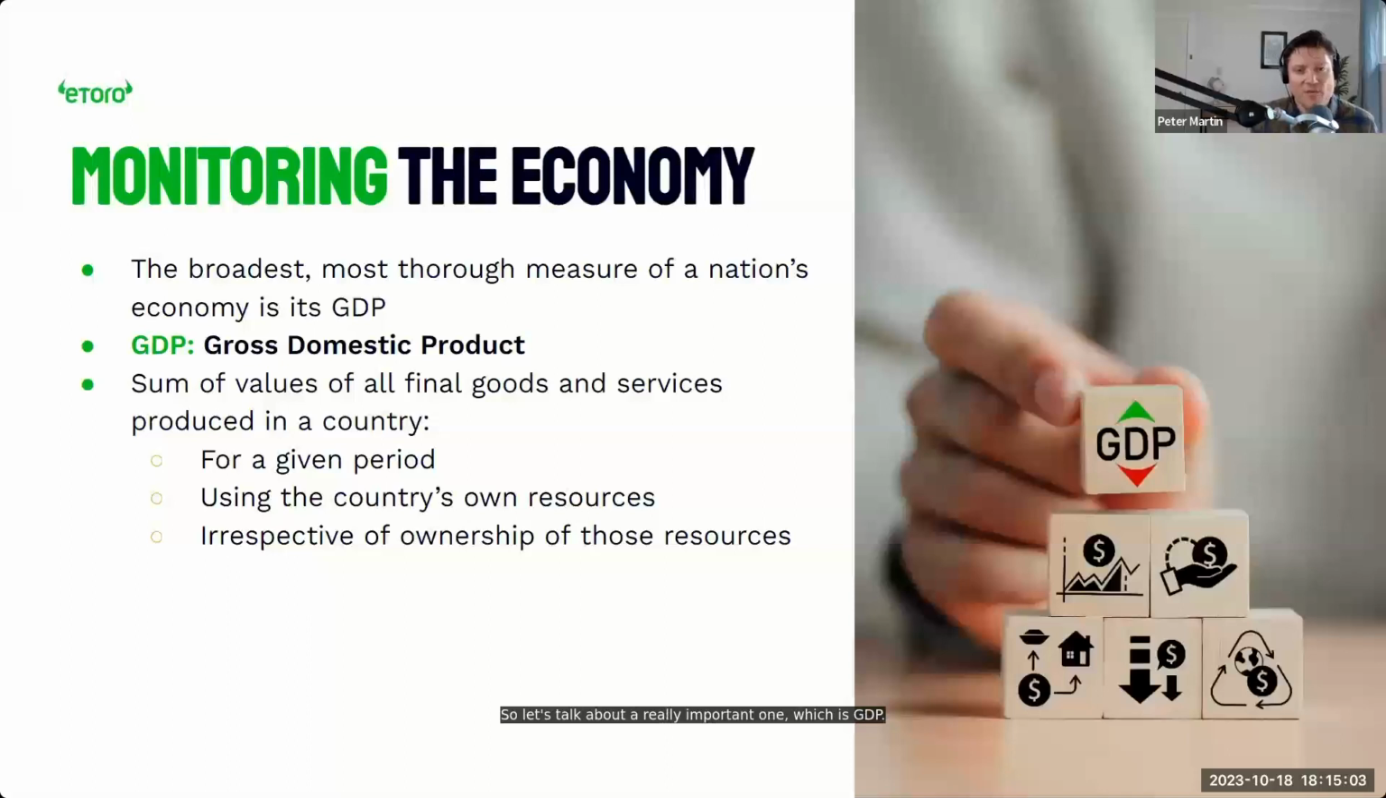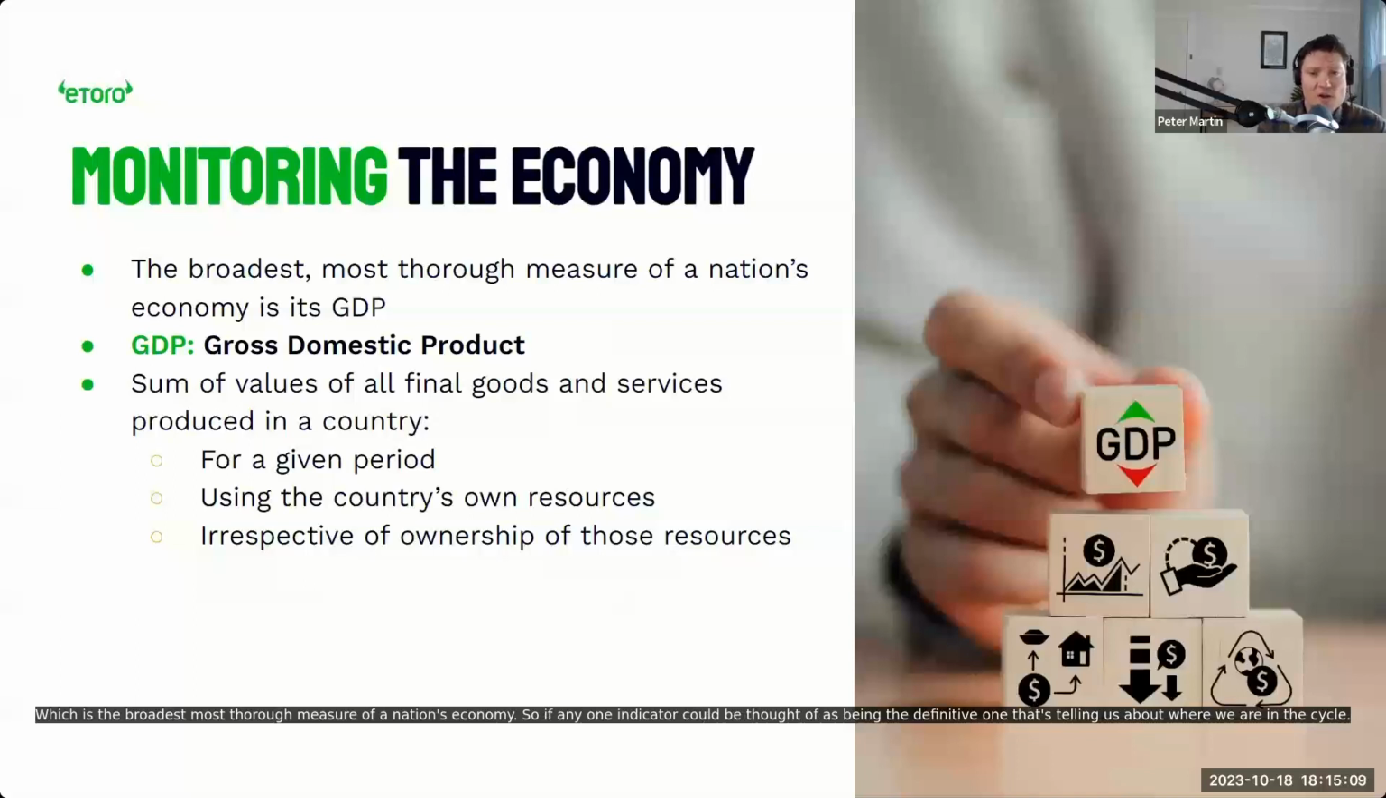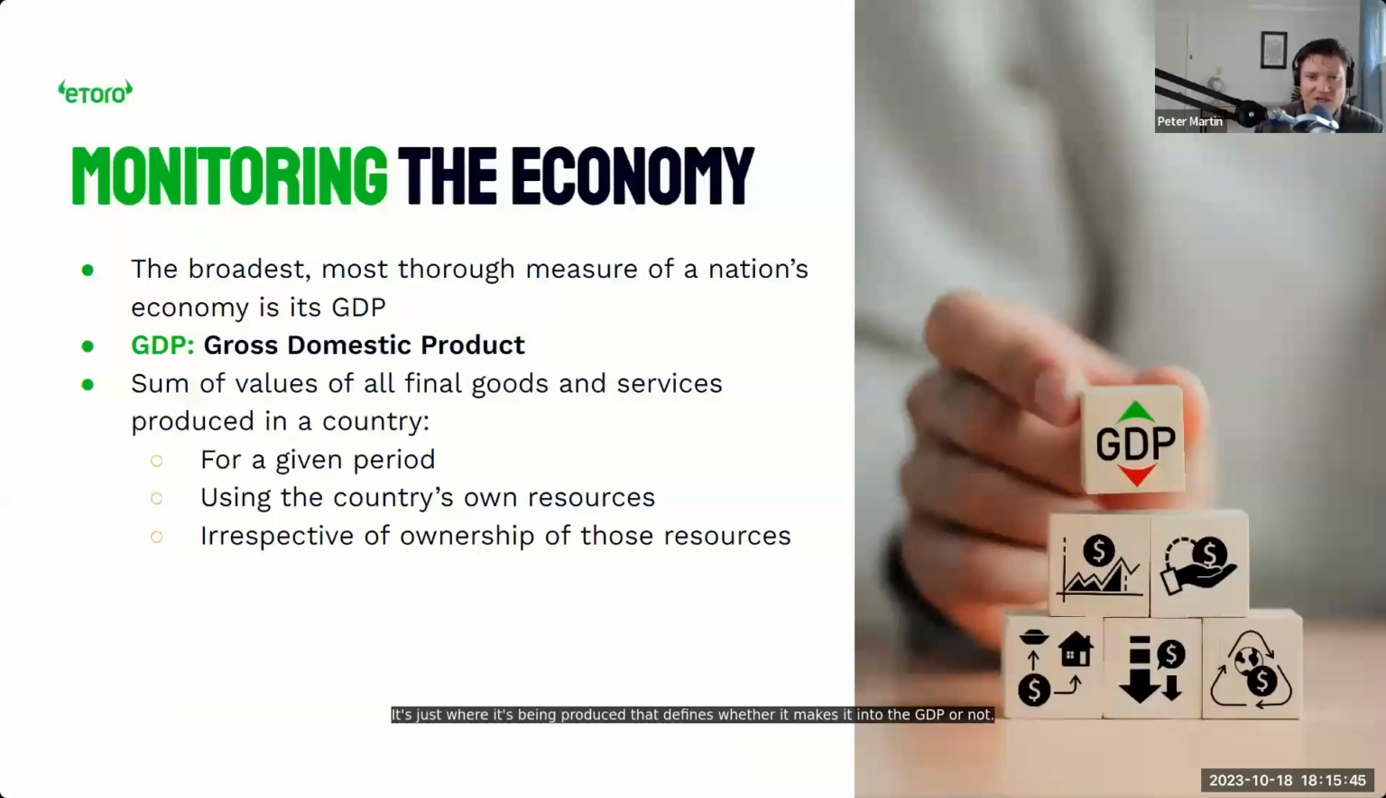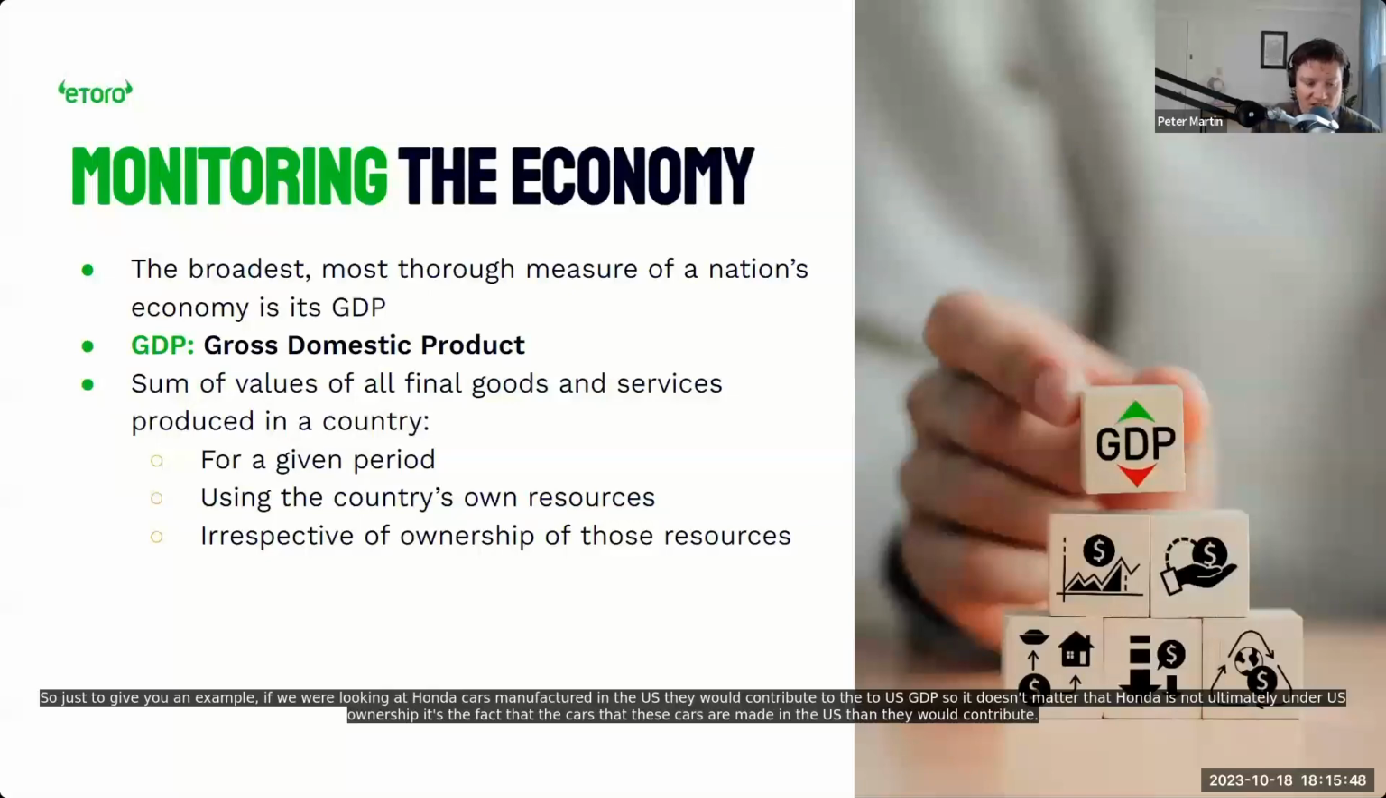So let's talk about a really important one, which is GDP, which is the broadest, most thorough measure of a nation's economy. If any one indicator could be thought of as being the definitive one that's telling us about where we are in the cycle, GDP is probably the best candidate. It stands for gross domestic product, and it's the sum of values of all final goods and services produced in a country for a given period, usually a quarter, using the country's own resources, irrespective of ownership of those resources. So it doesn't matter who owns the stuff that's being produced, it's just where it's being produced that defines whether it makes it into the GDP or not.